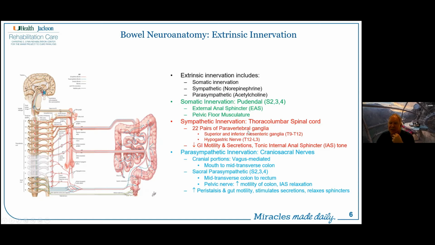So there are 22 pairs of paravertebral ganglia, and particularly as we're talking about the gut, you've got superior and inferior mesenteric ganglia, basically coming off from T9 to T12, and then the hypogastric nerve, T12 through L3. Sympathetic innervation to the gut slows it down. Remember, the sympathetic nervous system is fight or flight, and you don't want to have GI responses during that fight or flight, or it'll slow you down. So the sympathetic influence on the gut is to decrease the gut motility and to decrease the secretions.